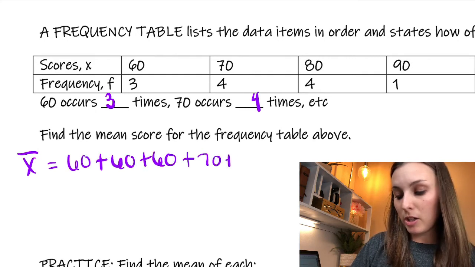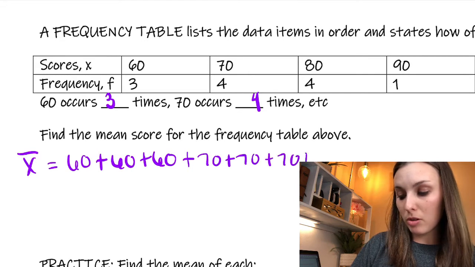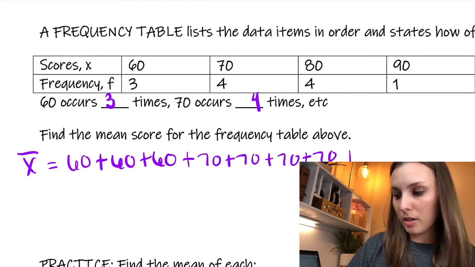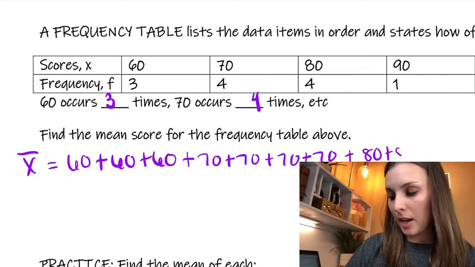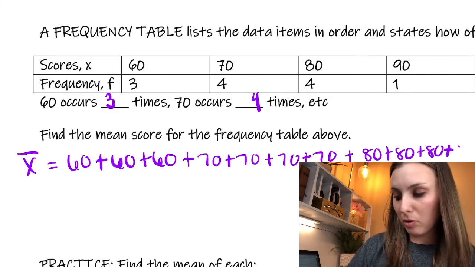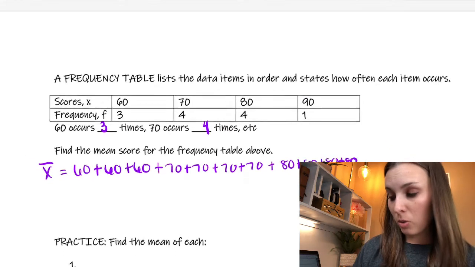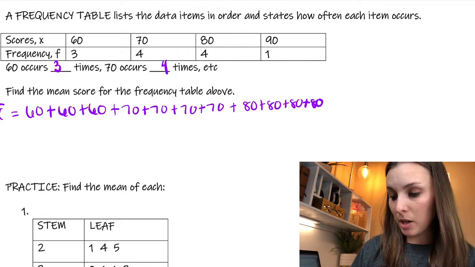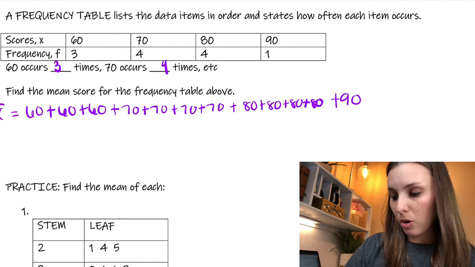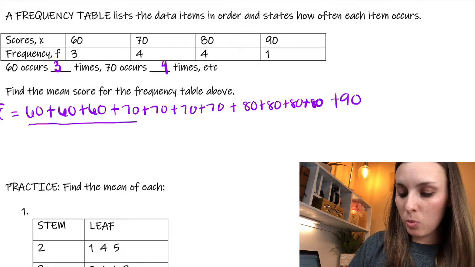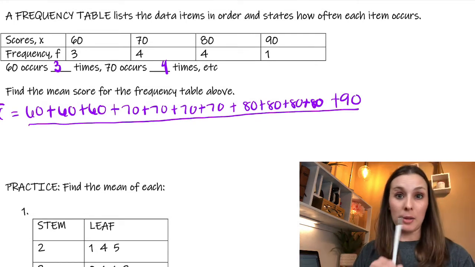It says 70 occurs 4 times. It's a lot of 70s. And then 80, 2, 3, 4. I'm going to run out of room. Maybe not. Oh, only 190. And then we divide by how many items there are.